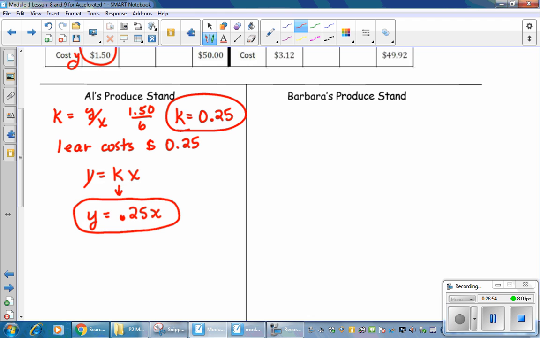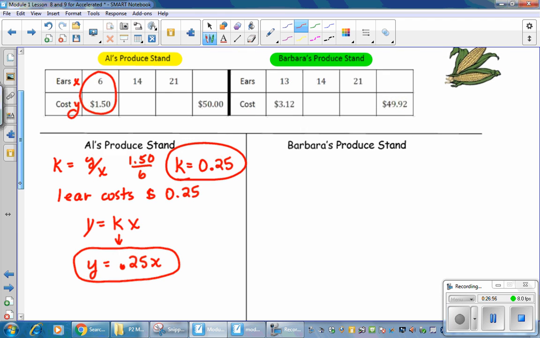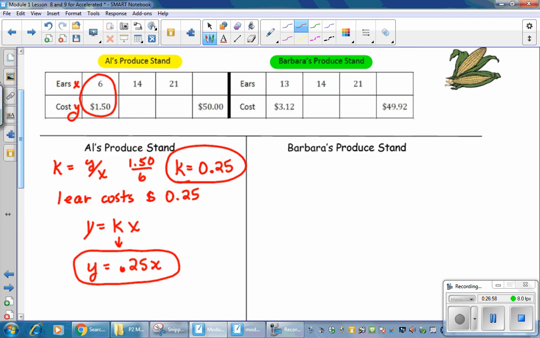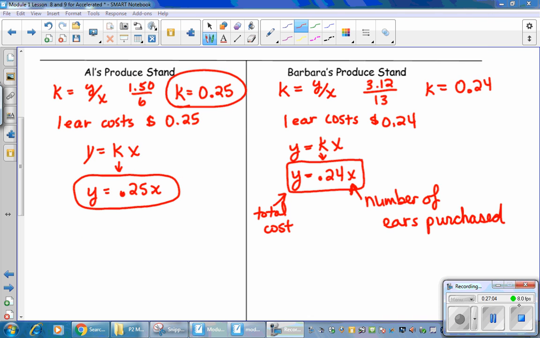So now let's do that for Barbara's produce stand. I'd like you to try that. Please pause the video and then check your work. The equation for Barbara's produce stand is y equals 0.24x, where x is the number of ears purchased and y is the total cost.